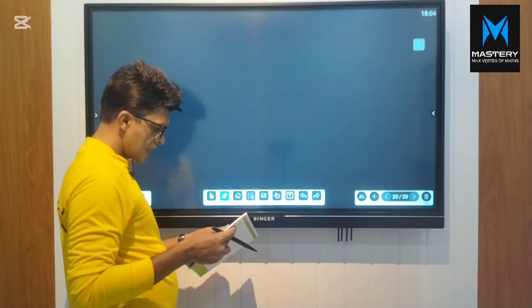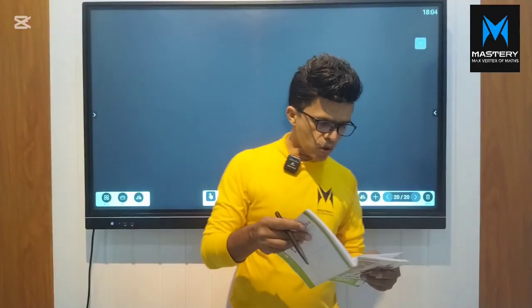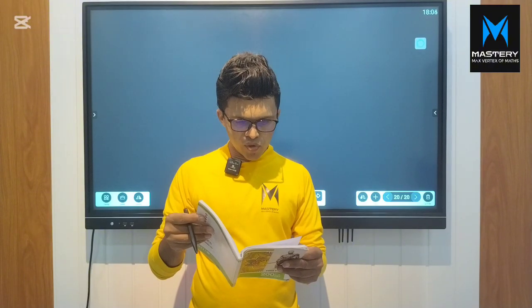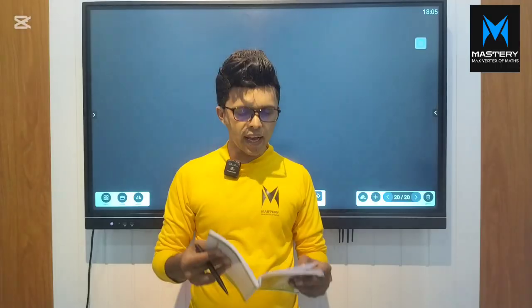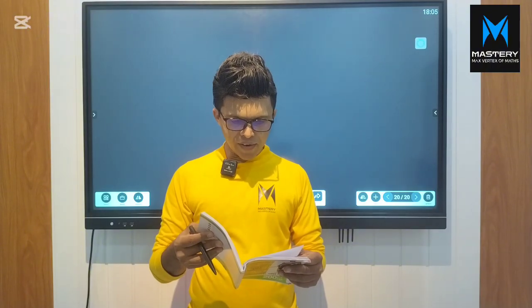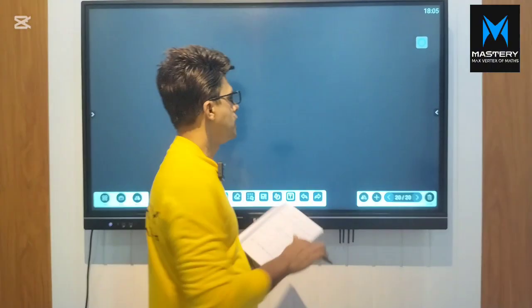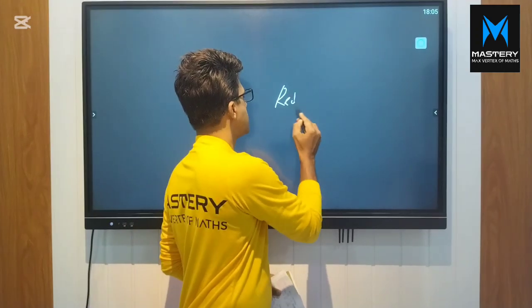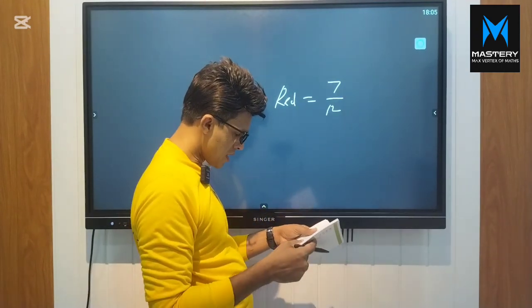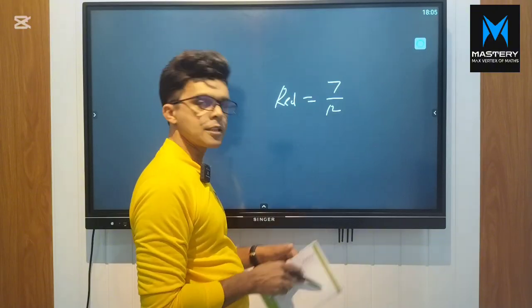16th question. It says that a box contains red and black hair clips which are equal in shape. There are 24 black and red hair clips. A clip is taken out at random, and the probability of obtaining a red hair clip is 7 over 12. What is our question? Find the number of black hair clips.